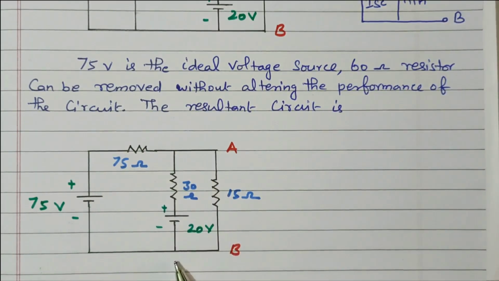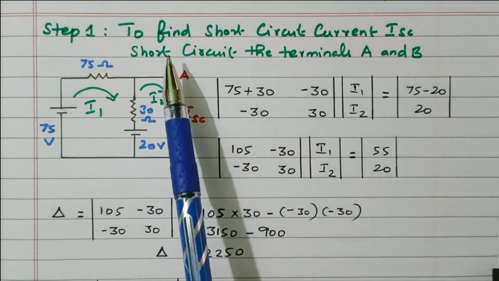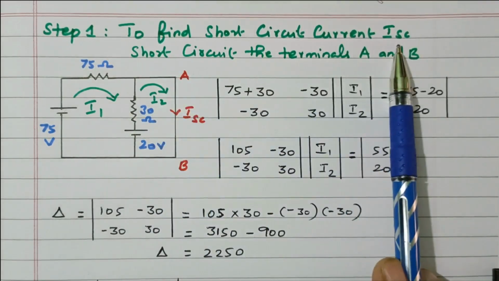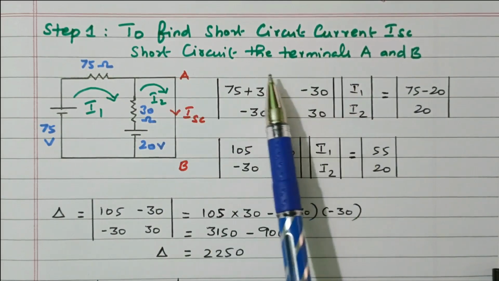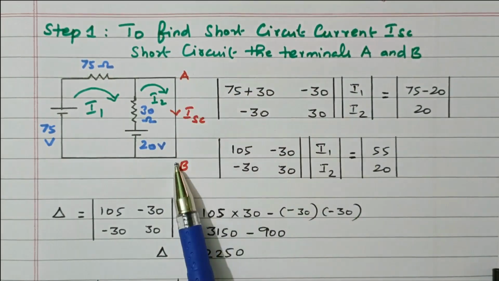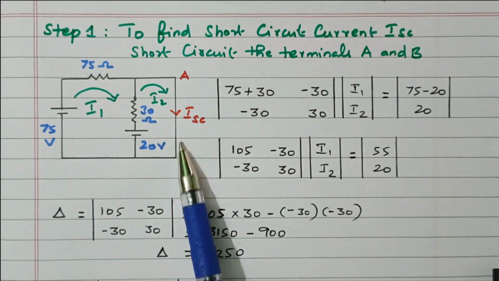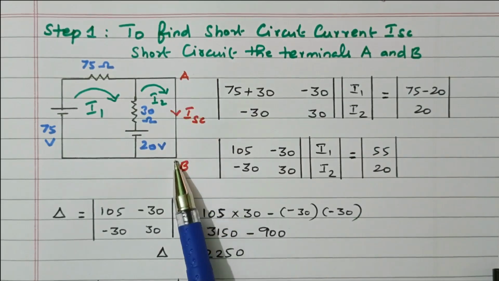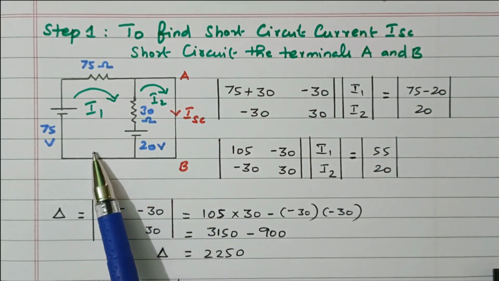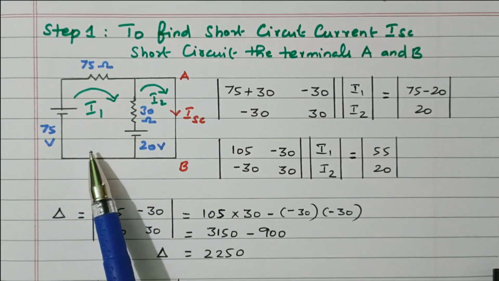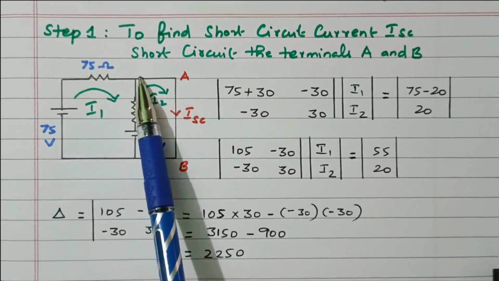Now the first step is to find ISC, the short circuit current. The terminals A and B are short circuited and we need to find the current flowing through the terminals A and B. So this resistor is removed and A and B is short circuited. By using the loop method, Kirchhoff's voltage law, we can find the current. So this is the first loop.